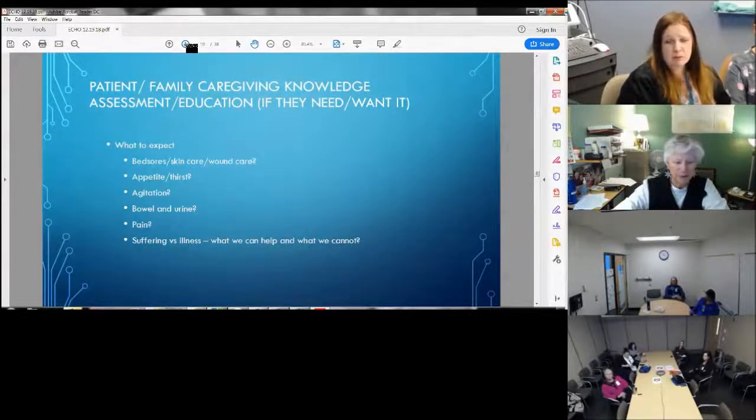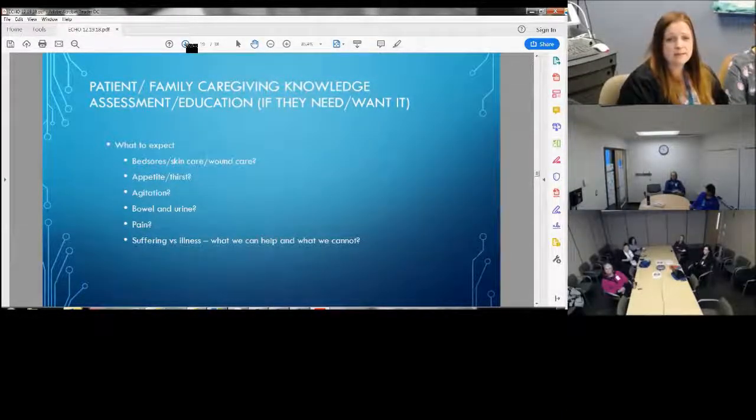Because a lot of these people don't know that, these functions are going to decrease, and it's not going to look like it did initially in the hospital. Planning ahead again for the pain. And then, what can we do to help, and what we can't do, and what they're not going to be able to do, they're going to have barriers to being able to help them with everything.